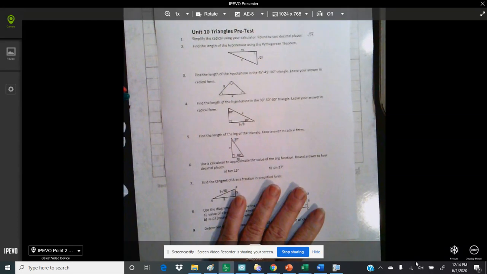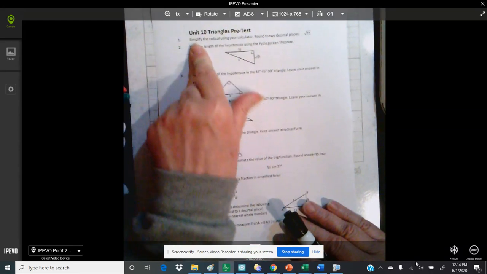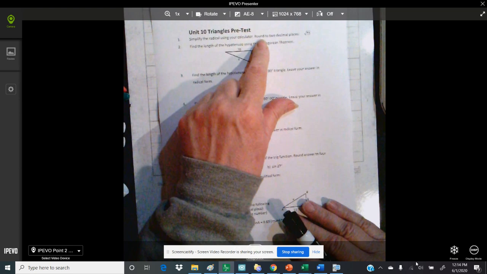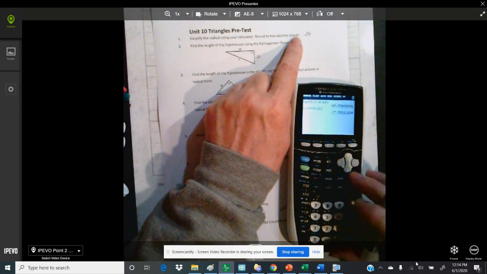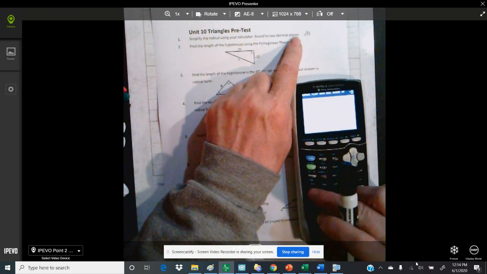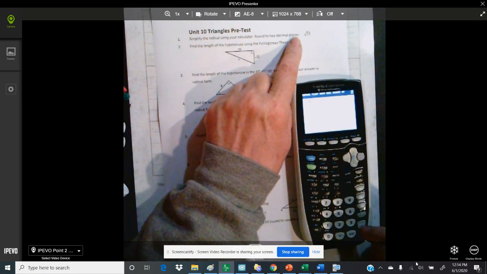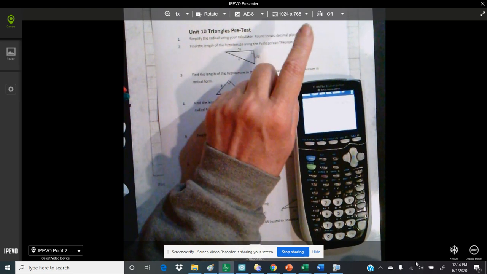Right, let's go through the pre-test. So number one, simplify the radical using your calculator, round to 2 decimal places. So all you have to do is go to your calculator, find your square root button, and then type in 75 and hit enter, and round to 2 decimal places.